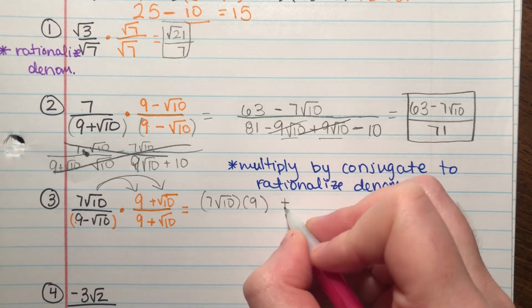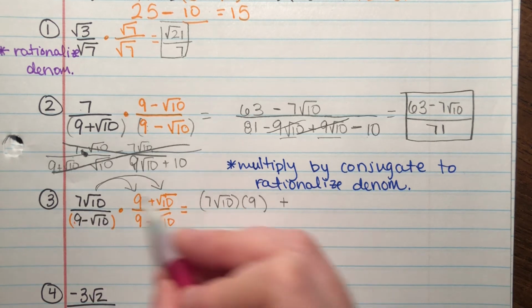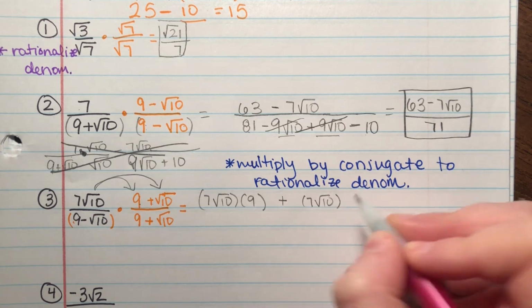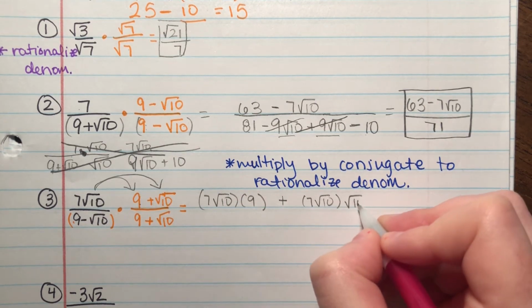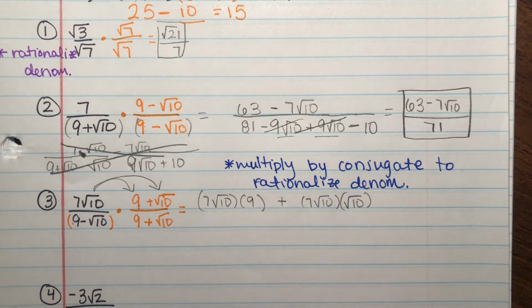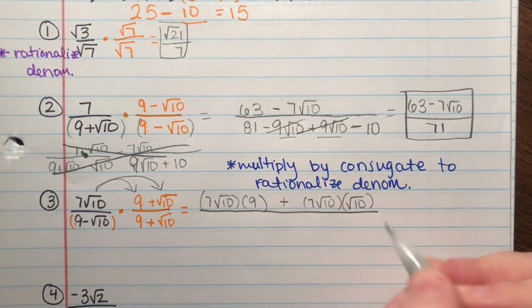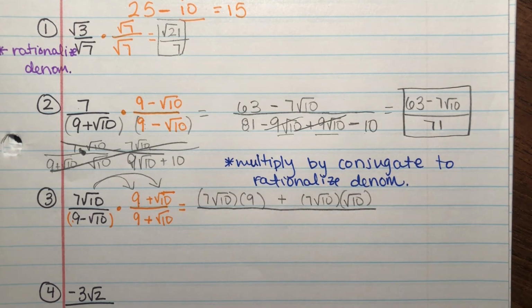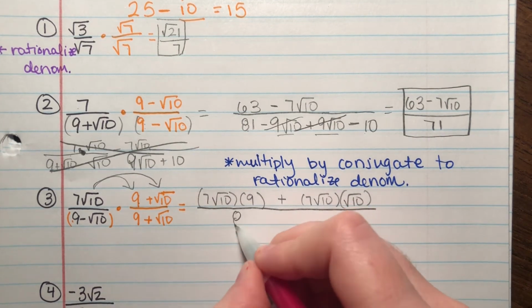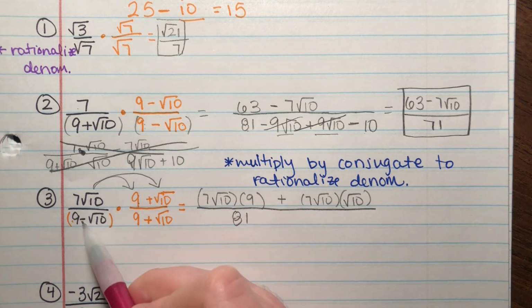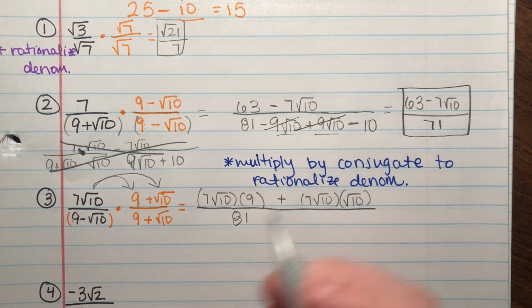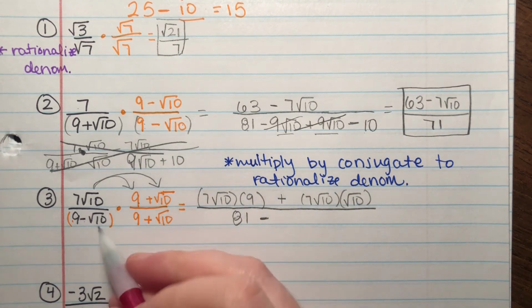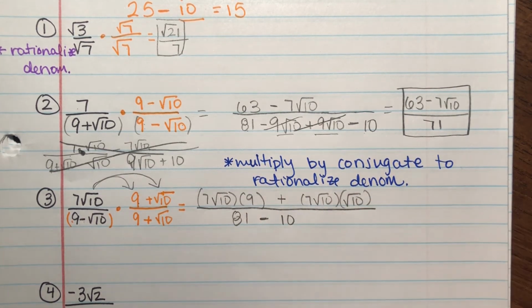And then plus, because remember I have 7 square root of 10 times 9 plus 7 square root of 10 times square root of 10, all over. Now remember last time I wrote out my middle terms. I'm just going to skip that this time. So I have 81, and then minus square root of 10 plus square root of 10. So I know I'm going to have a minus here because negative times positive gives me negative. And then square root of 10 times square root of 10 just gives me 10.